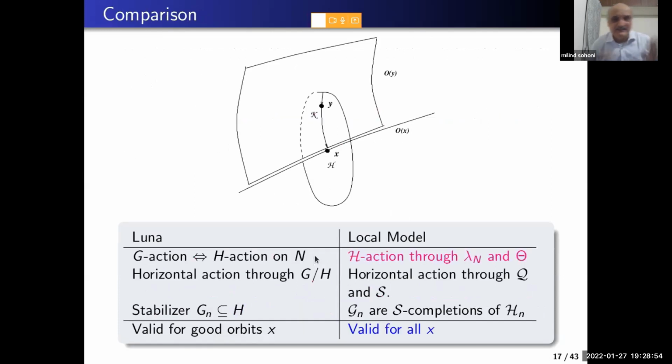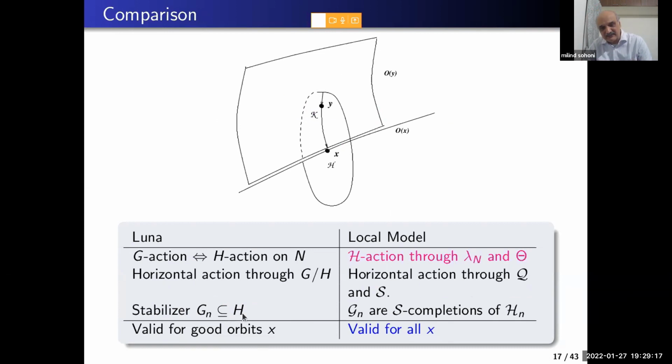So this completes the description of the local model at that point. If we just compare what is going on, what we see is that in Luna we have a G action and the H action on N. Instead, now we have an H action which is twisted by lambda n and theta. Then we have a horizontal action. Here again we have horizontal action.